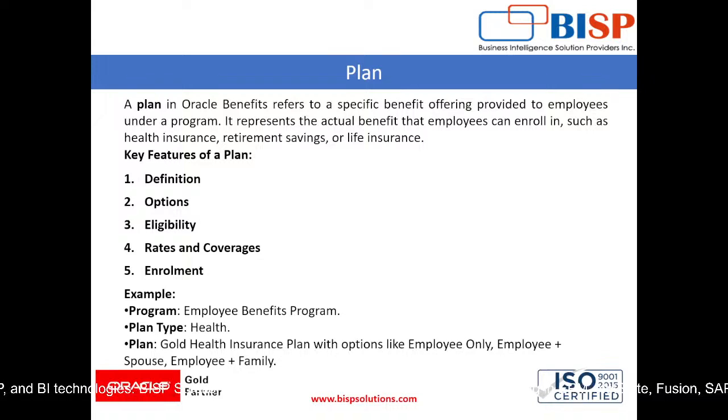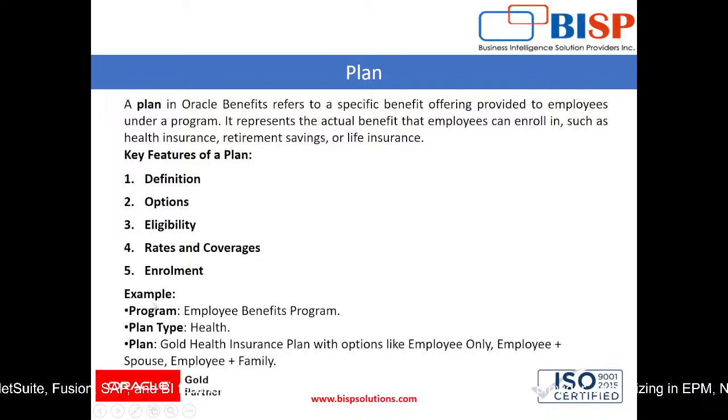Then comes your rates and coverages. Each plan has associated rates and coverages, for example, the coverage amount for life insurance. Then there is enrollment. Employees can enroll in a plan during specific periods such as open enrollment, or when triggered by a life event, like marriage or having a child.